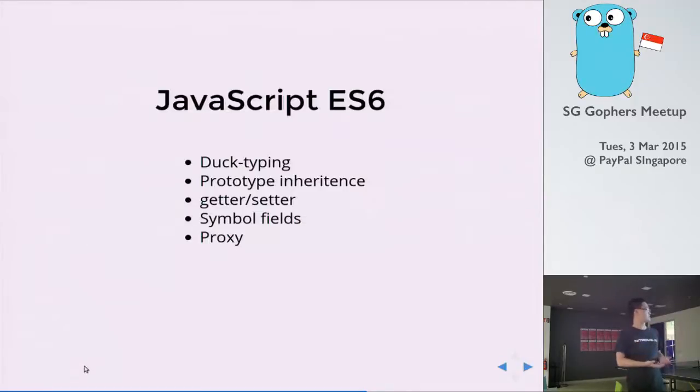And JavaScript also has getters and setters. And in the new version of JavaScript, there are also symbol fields that make it much simpler to define methods without name clashing. So you can define a very general name like a tag, and not need to worry about it clashing with some other interface definitions, for example.